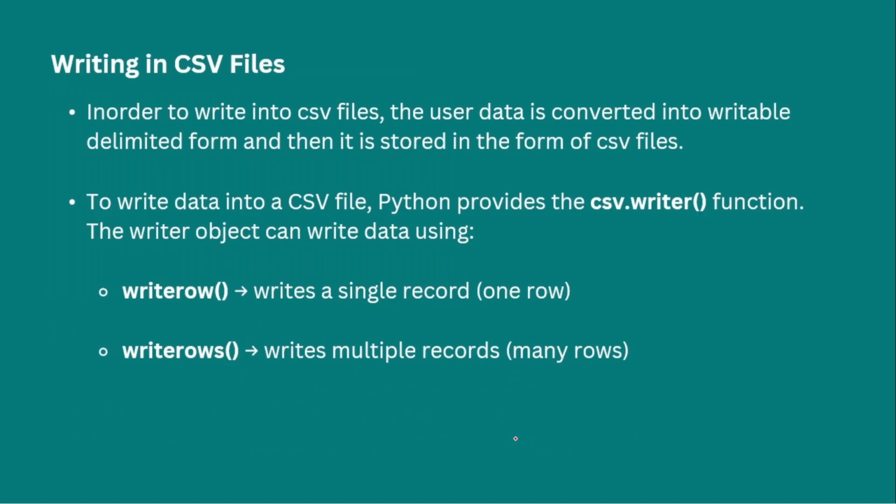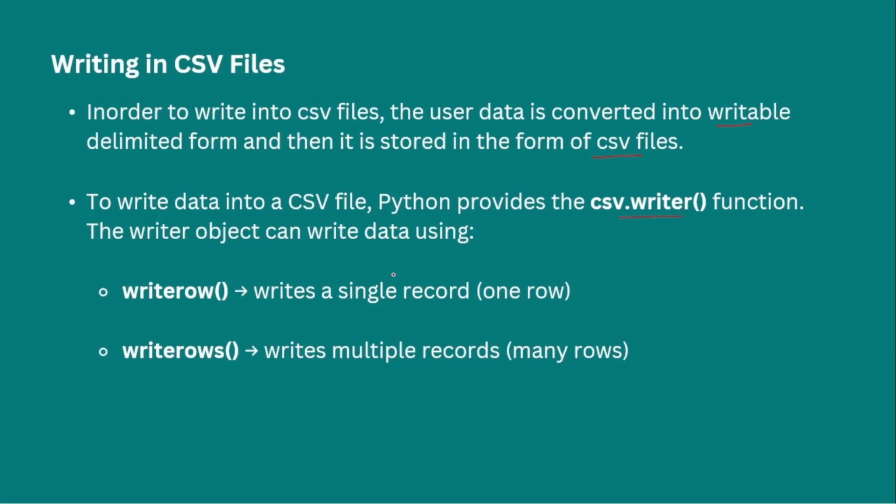Writing in a CSV file. In order to write into a CSV file, the user data is converted into writable delimited form and then stored in the form of a CSV file. So whatever format the data is in, we have to convert it into writable delimited form, and then it is stored in the CSV file. To write data into a CSV file, Python provides the csv.writer function. We just saw it.